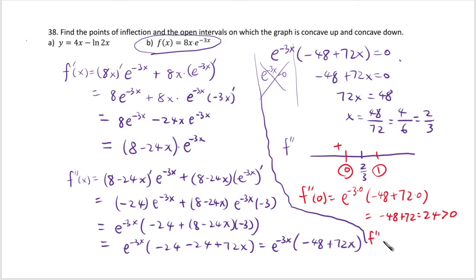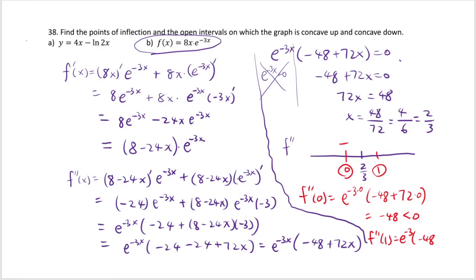F double prime of 1 would be e to the negative 3, negative 48. Oh, I'm sorry. Here we plugged in 0, right? 0 times anything is 0. So this should be negative 48, that's negative. Okay. So this should have been, let me erase these. So this is negative 48, that's less than 0. So it's minus here, okay?